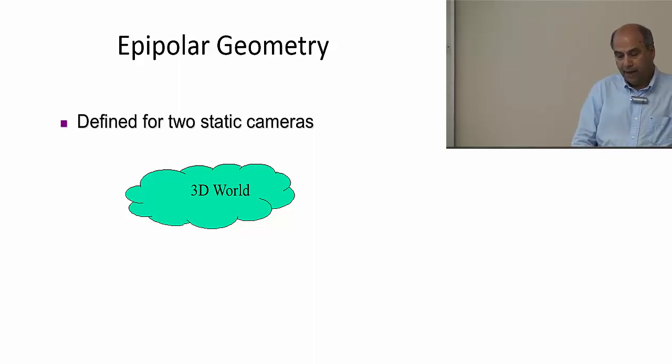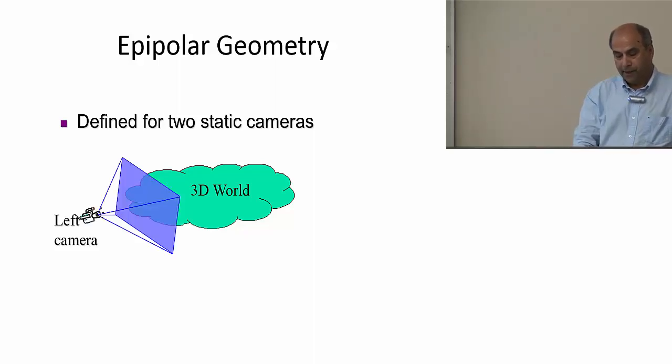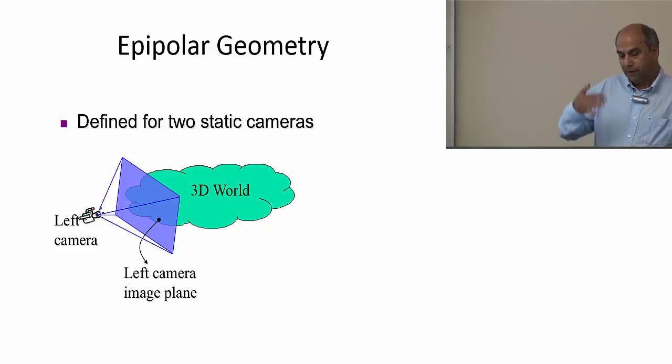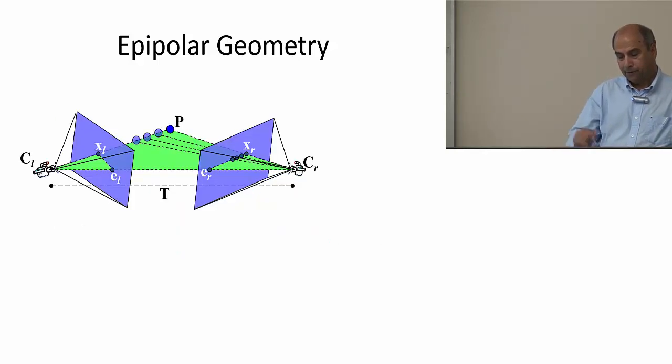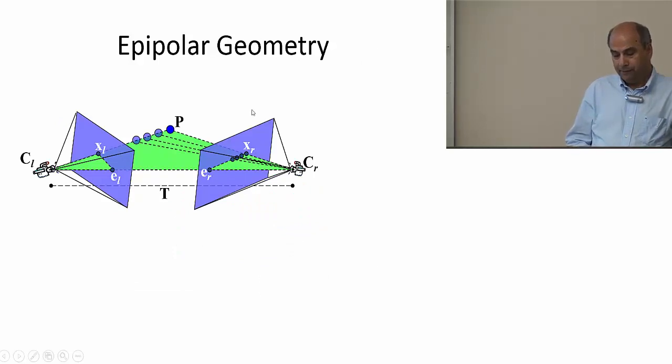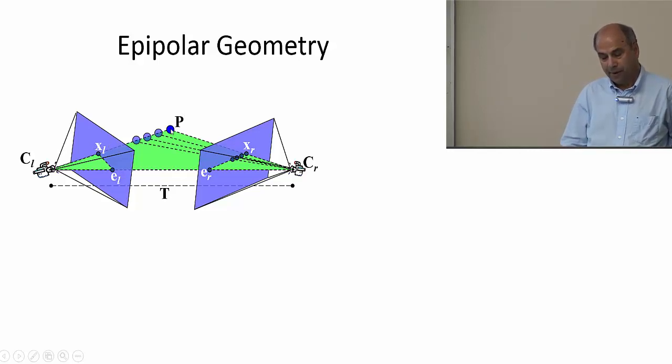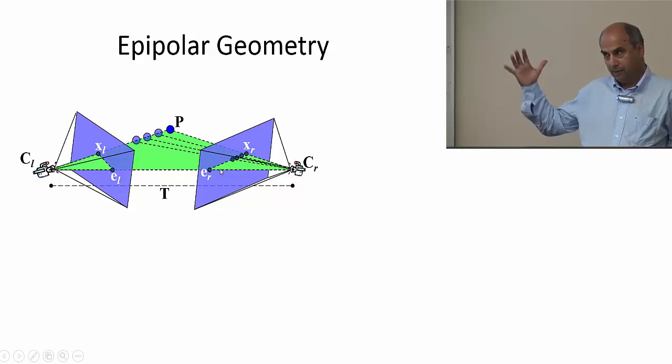So let's say we have a 3D world, like this room here, and we take two pictures. One is from the left camera, another one from the right camera. The left camera will give you this image plane, and the right camera will give you another image plane. Now, if there's a point in 3D here, its image will be formed here. This is the image plane, and this is the lens center of the camera, and let's say its picture is XL. Of course, all the points which lie on this line will have the same image. Similarly, the image of the same point in the right camera will be this one, but the other points will have different images because you are looking from a different side.